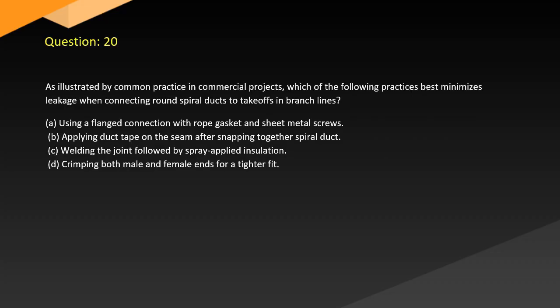Question 20. As illustrated by common practice in commercial projects, which of the following practices best minimizes leakage when connecting round spiral ducts to takeoffs in branch lines? A. Using a flying connection with rope gasket and sheet metal screws. B. Applying duct tape on the seam after snapping together spiral duct. C. Welding the joint followed by spray applied insulation. D. Crimping both male and female ends for a tighter fit.